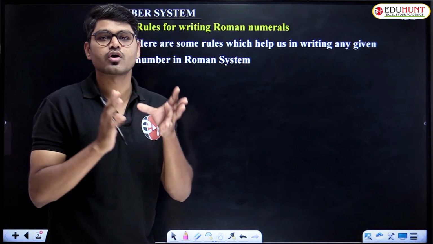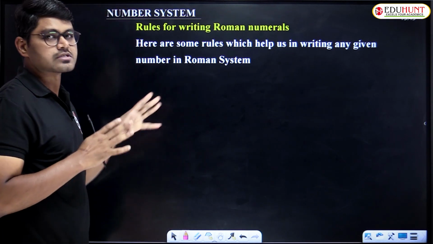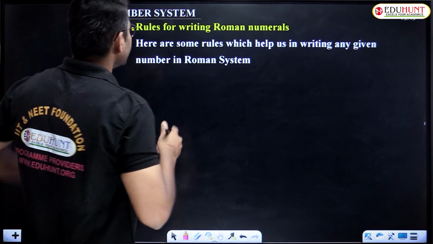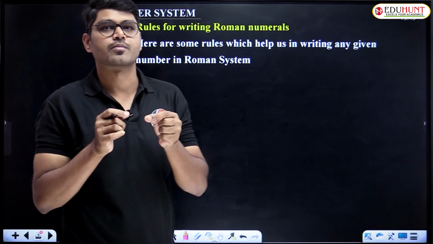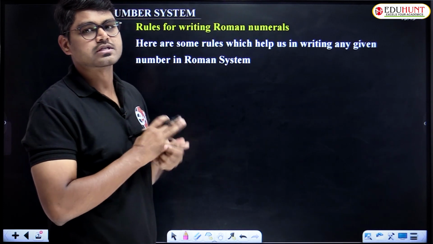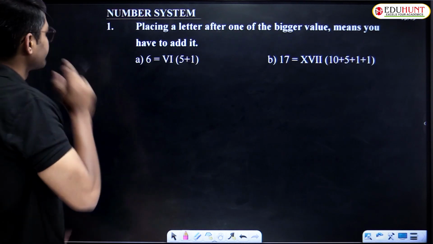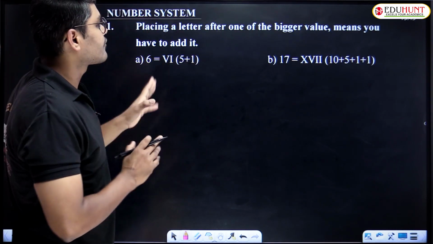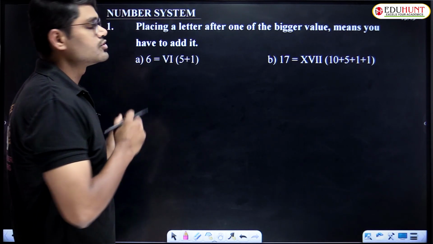We have to follow a few rules to form Roman numerals. What are those rules? We are going to see now. Rules for writing Roman numerals. Here are some rules which help us in writing any Roman numeral by using the given digits. What are those given digits? Those 7 digits. The very first rule: if I place a letter after one of bigger value, it means you have to add it.